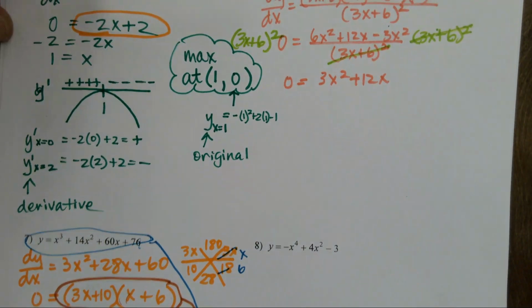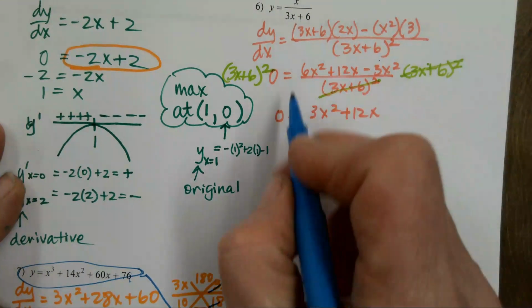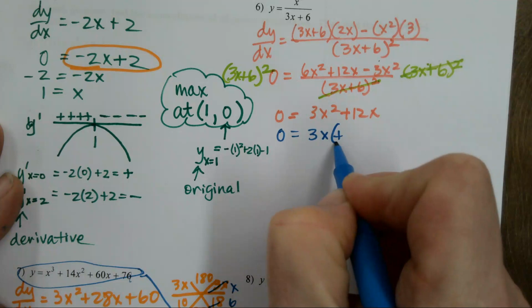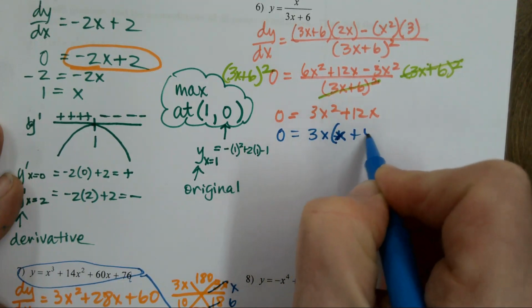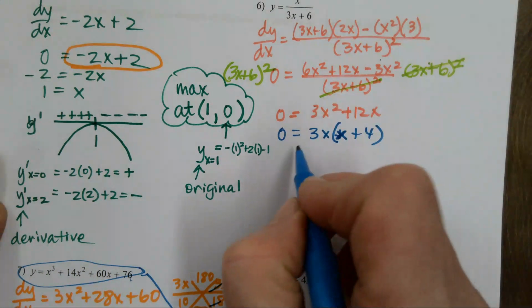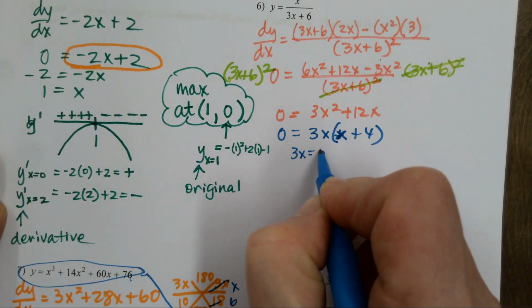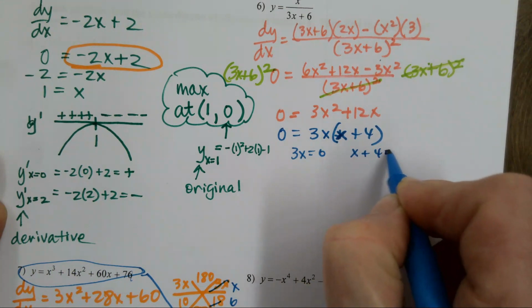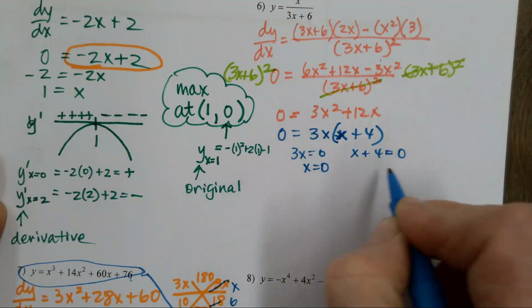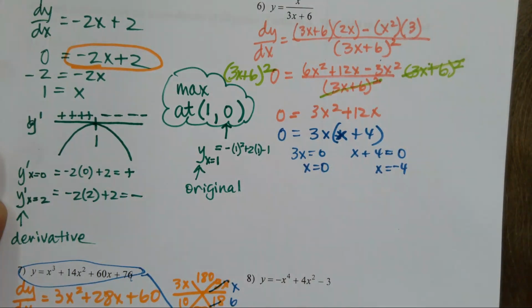Okay, now, how do I factor this? So I pulled out a 3x. 3x times x plus 4. And then I'm going to set my factors equal to 0. 3x equals 0. x plus 4 equals 0. So my extrema happen when x is 0 and when x is negative 4.